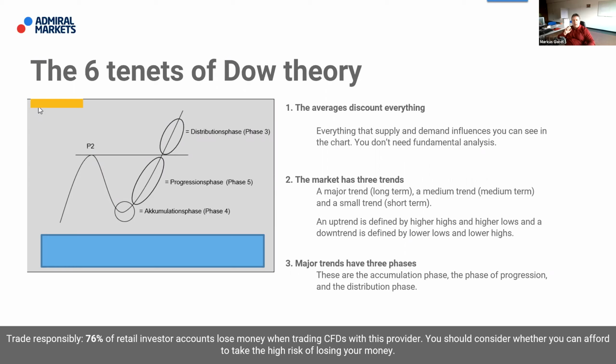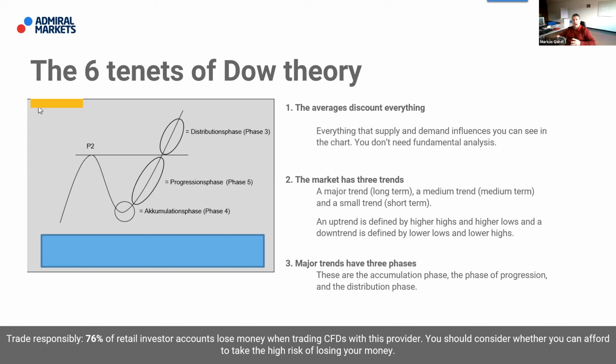Tenet number three: major trends have three phases. Not only major trends, every one of these three trends, the major, the medium, and the small trends, has three trend phases. The first one is the accumulation phase. You can see it here on the left side of this slide. This is when the correction comes to an end, the price rebounds or bounces at a special point, and the next move is going to start. This is the so-called accumulation phase.